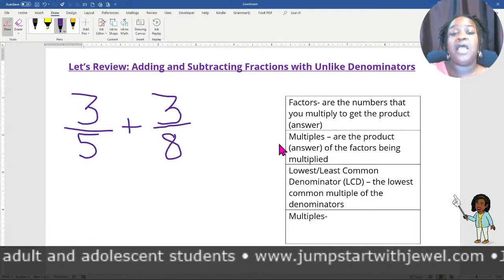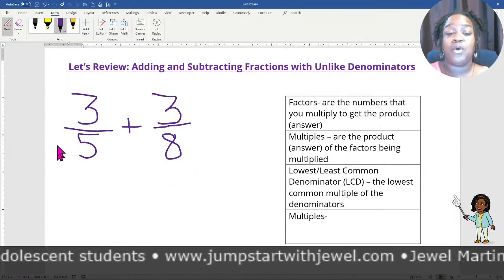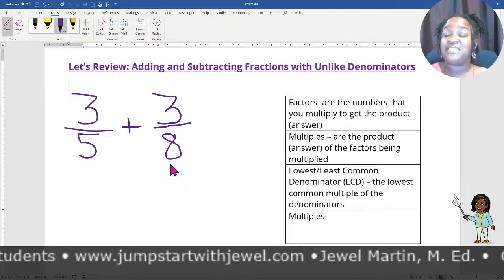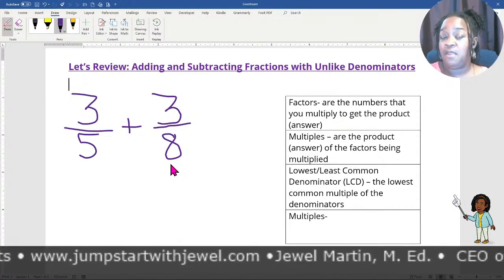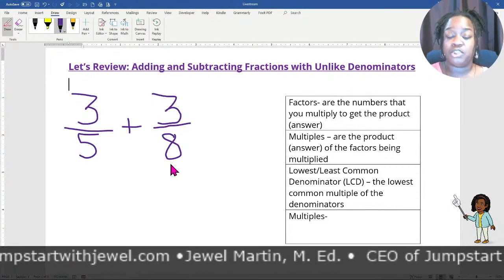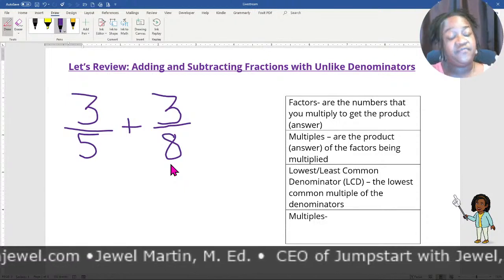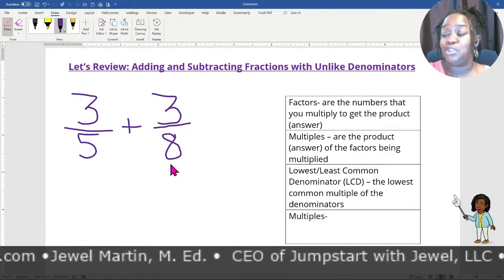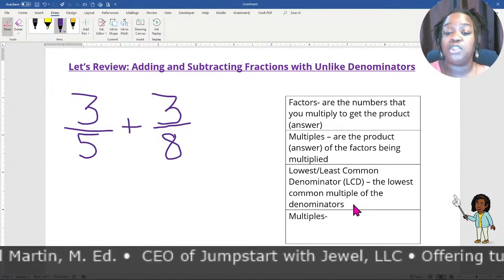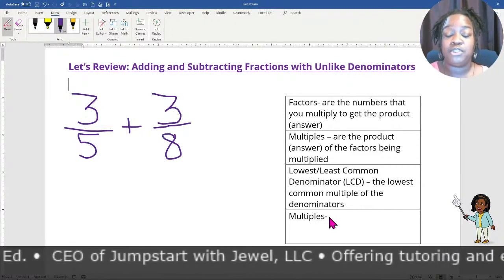So for instance, our fractions, we've got 3/5 plus 3/8. So our denominators are 5 and 8. We have to make them the same so that we can add them up. So in this instance, we'll look at the multiples. If you don't know your multiplication facts off the top of your head, a good thing you can do is write down the multiples. So let's go over the multiples of 5 because we have to find the lowest common multiple.